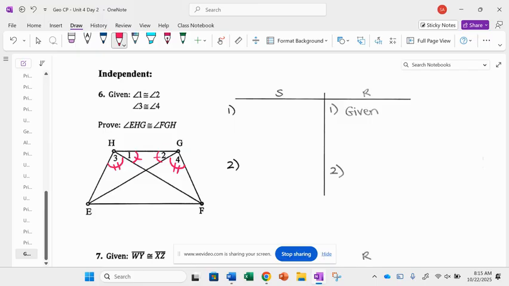Okay, so do you agree? We have bigger segments congruent, but we want to go smaller. So if we're going from big to small, what is that? That last step is going to be subtraction. So let's write that down and then we'll figure out the middle step. Does that make sense to you?